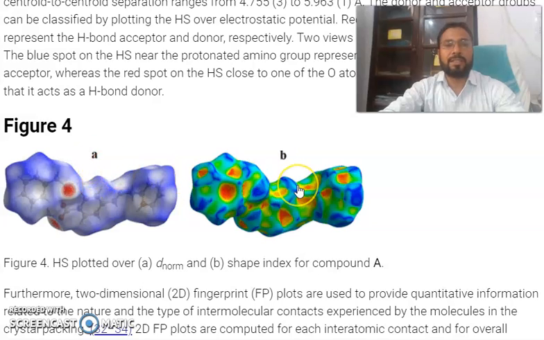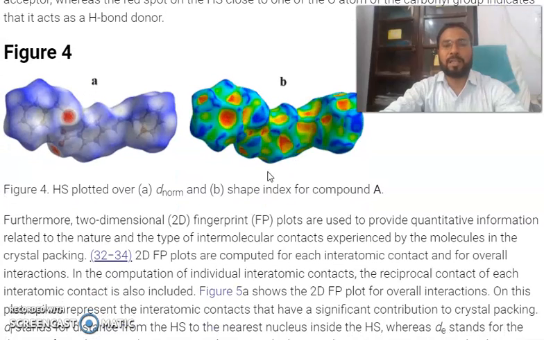This is A and this is B. Here the HS is plotted over d norm, and this one is the shape index for this compound, because this is the paper. So if you work on your compound, then this one you will have to write as d norm, and this one is shape index.